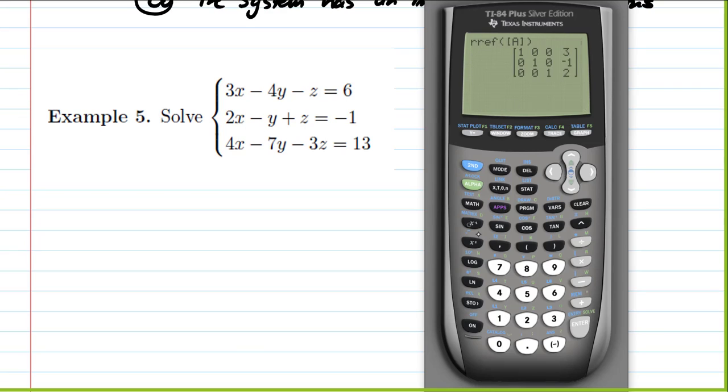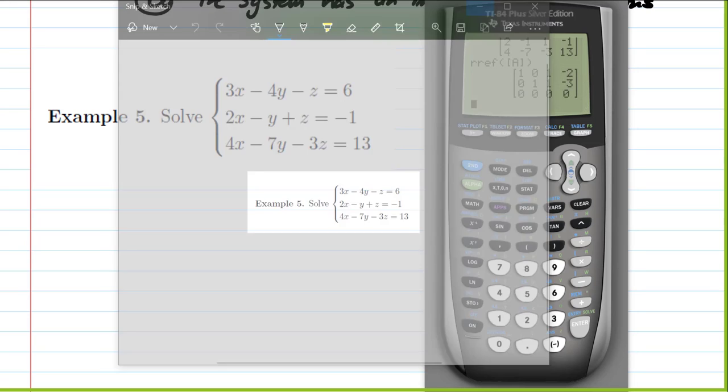All right. So then I'm just going to check to make sure that I typed it all in correctly. So 3, -4, -1, 6, 2, -1, 1, -1, 4, -7, -3, 13. Good. So now I go second matrix. I go over to RREF under math, so down 12 times. And I select my matrix A, and I get the following.